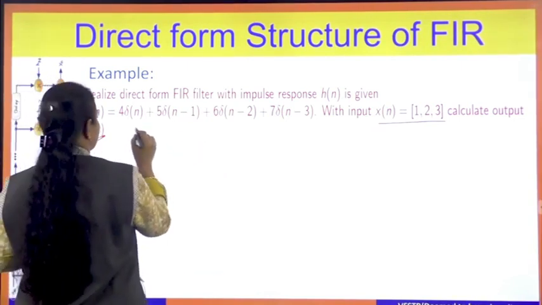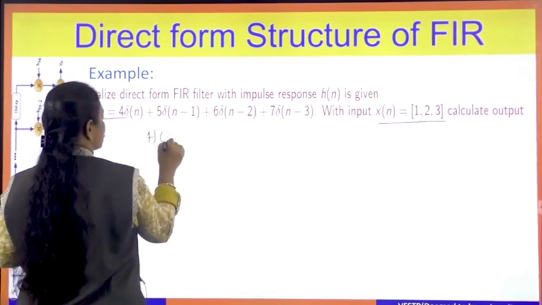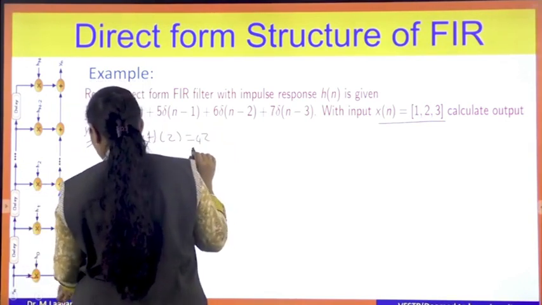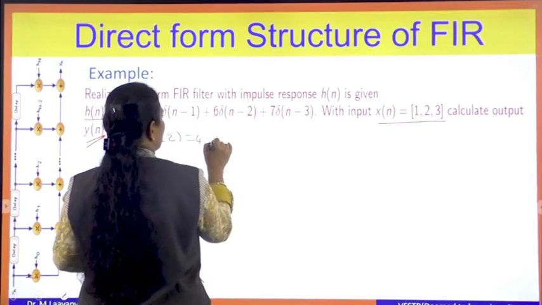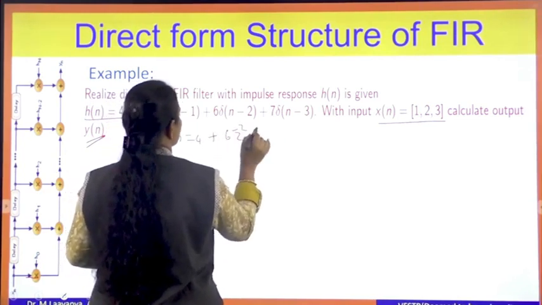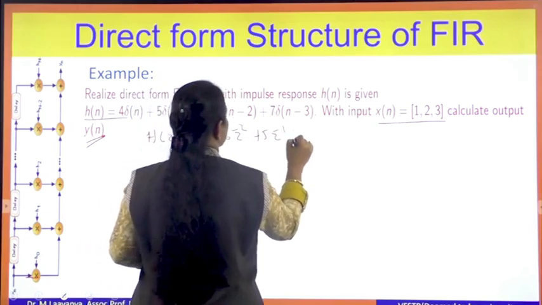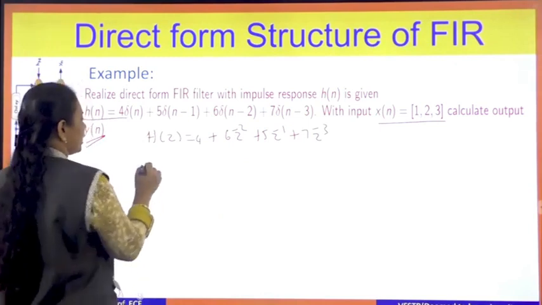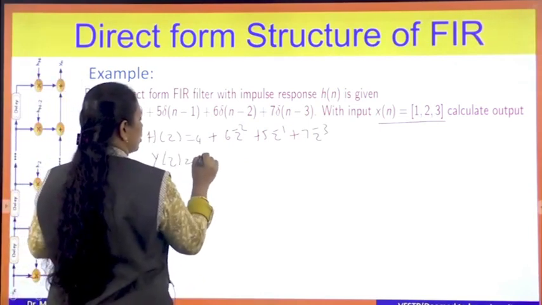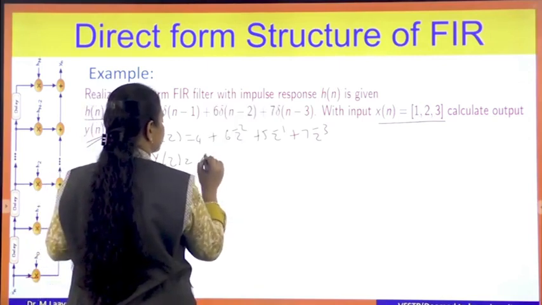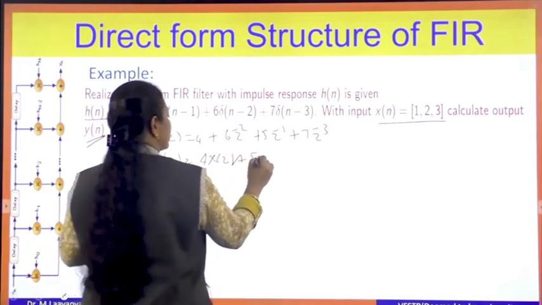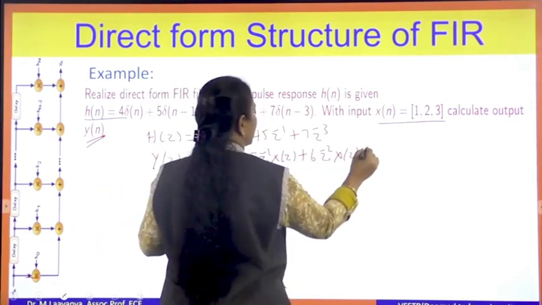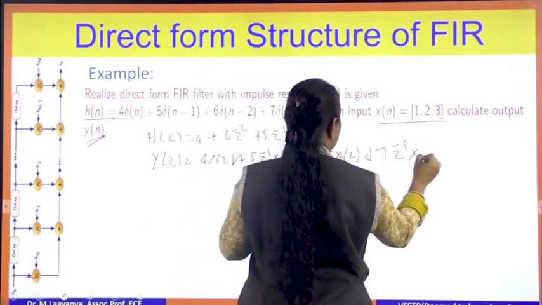So now I will write the equation as H of z is equal to 4 z power 0, so it is 4, plus 5 z inverse plus 6 z power minus 2 plus 7 z power minus 3. So this is my H of z equation, and I know that Y of z is equal to 4 X of z plus 5 z inverse X of z plus 6 z power minus 2 X of z plus 7 z power minus 3 X of z.